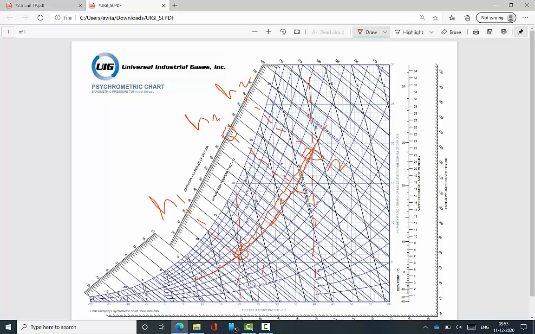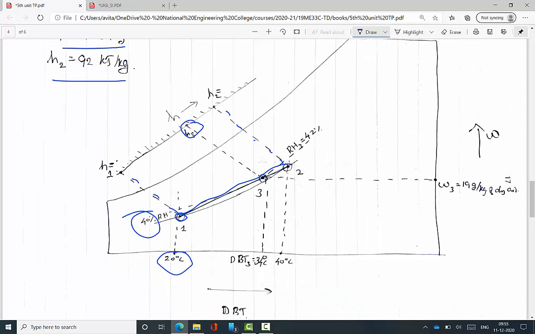Here, extend the line from H3 up to the line 1 and 2, where both lines intersect. That point is our required point. It's the final condition of the air. Okay, the problem is over. Then with the help of the chart, draw a horizontal line, we get omega 3, and draw a vertical line, we get dBT3. So that is the final condition of air.